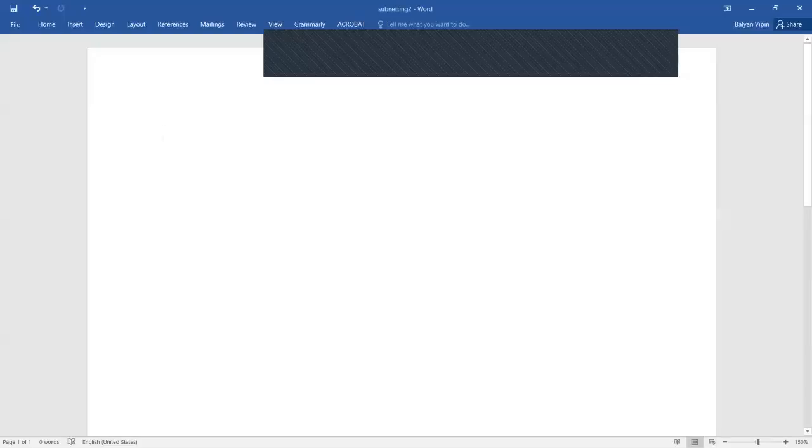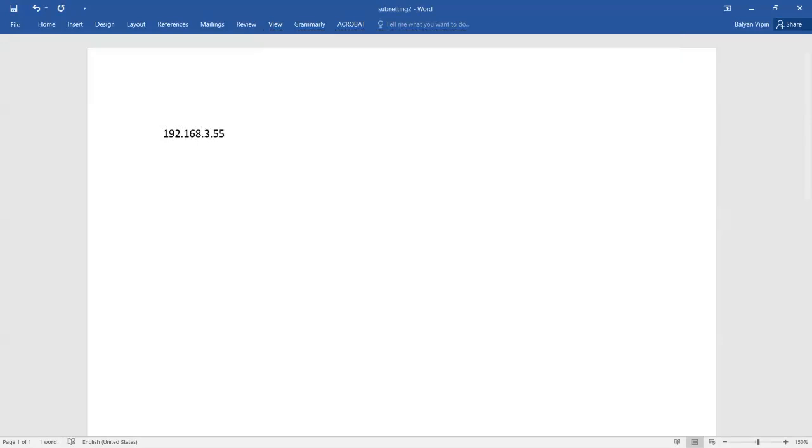Now let's take another example. Suppose we have an IP address like 192.168.3.55, and something like 24 is written next to it. The 24 here means your subnet bits. Subnet bits are 24, which means 24 bits are used for subnetting, and therefore the subnet mask will be this.